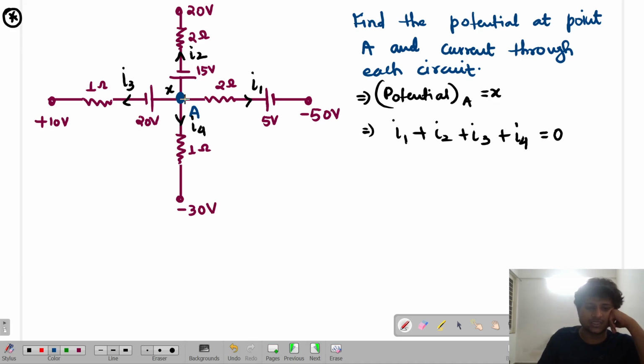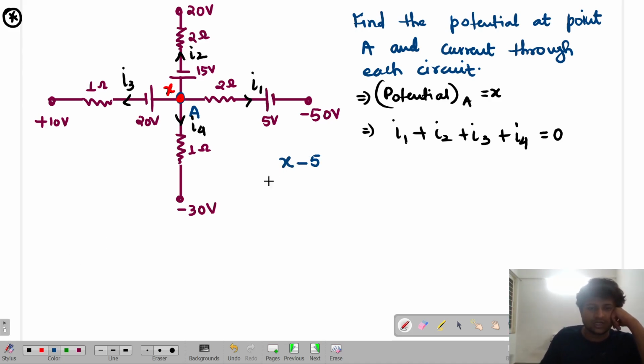So basically I1 is what? This is X potential, isn't it? This is at X. So the equation will be what? First, I1 will be developed by all the potential differences. So X minus. Then here it is positive or not? So 5.